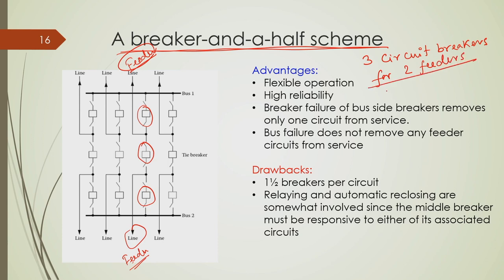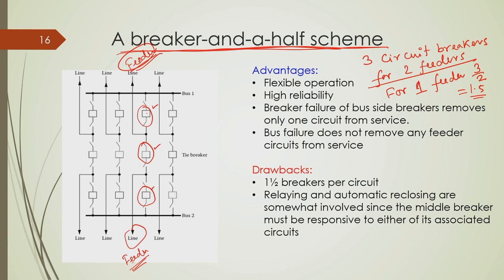So, for one feeder, how many circuit breakers do we actually require? It will be 3 by 2, it's arithmetic, so that is 1.5. That is why it is called a breaker and a half scheme. Okay. So, we need 3 breakers to keep 2 feeders energized.